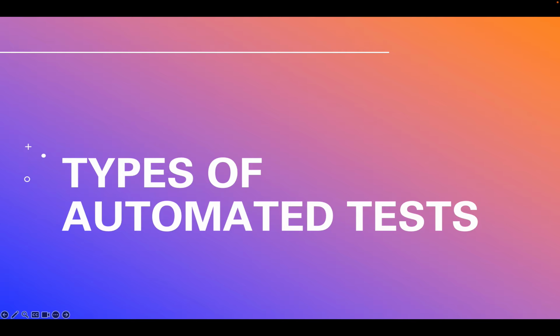Types of automated test. Automated testing encompasses several types of tests, each serving a distinct purpose of ensuring the quality and stability of an application. These tests are typically categorized into three main types: unit test, integration test, and end-to-end test. Understanding these types is crucial for building a comprehensive testing.